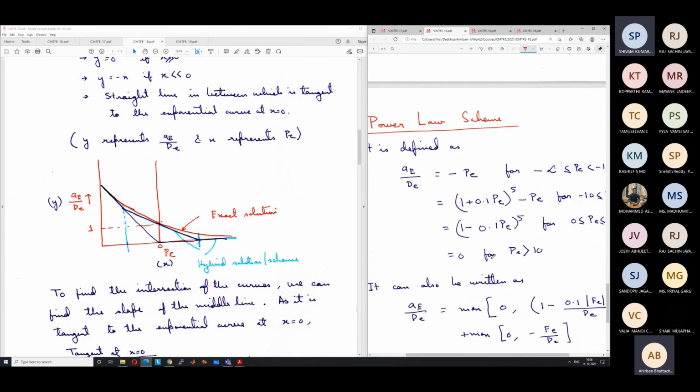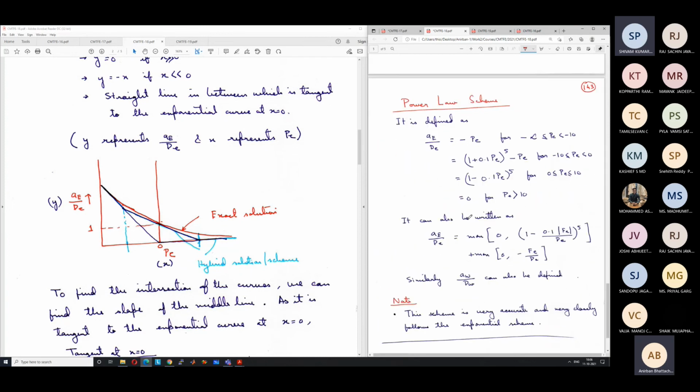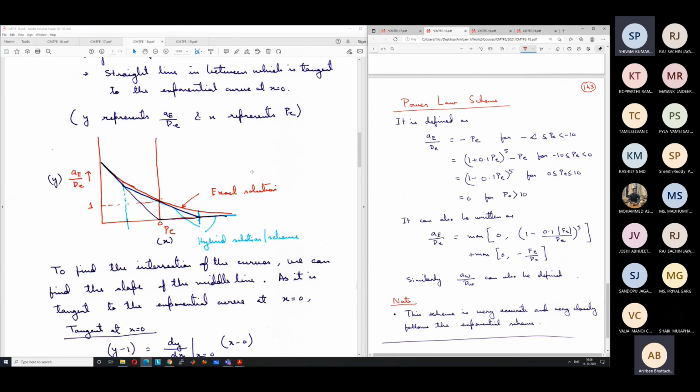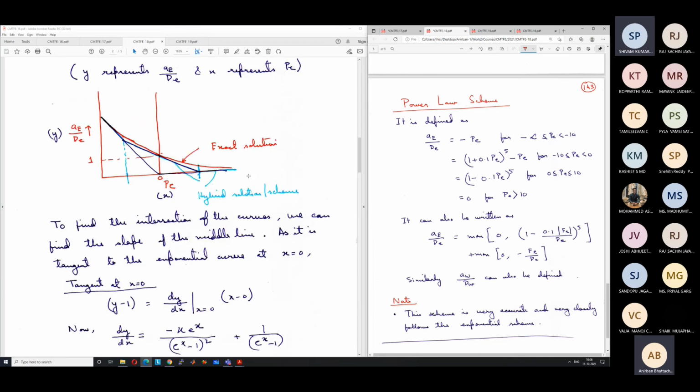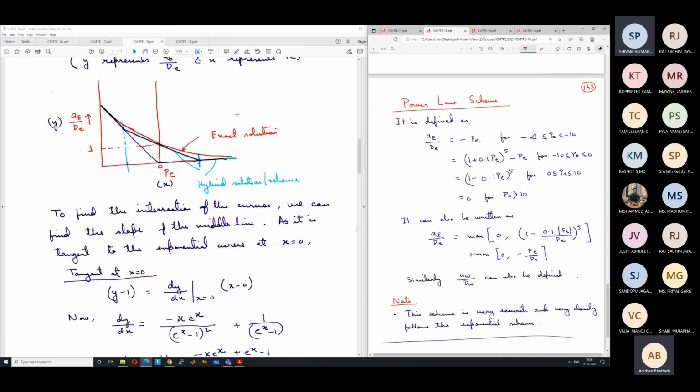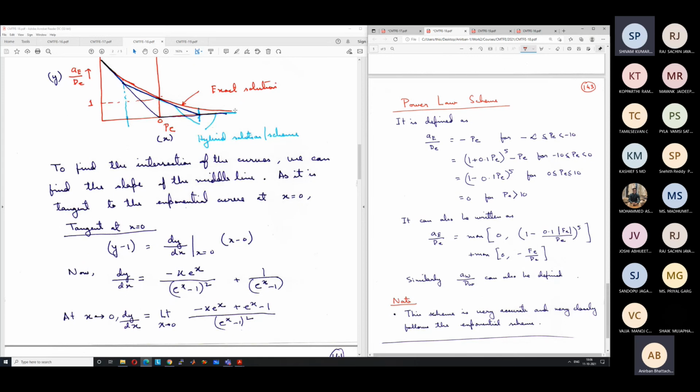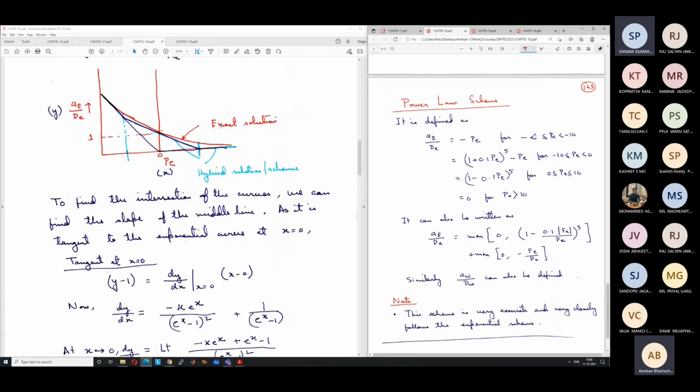I suggest that after this discussion today, or during this vacation, 6 days are off for you, you try to plot these curves in MATLAB and see. It's not an assignment, it's just for your understanding. If you want, do the assignments also, during the Puja vacation.